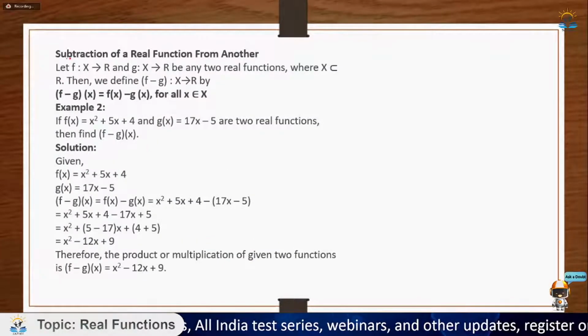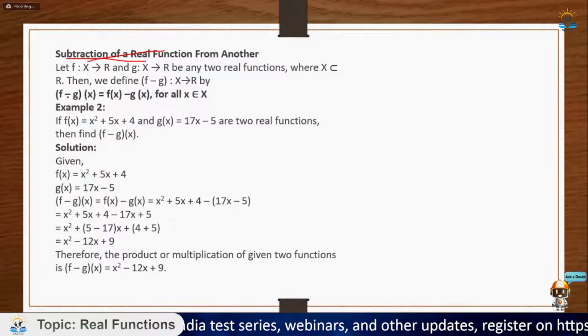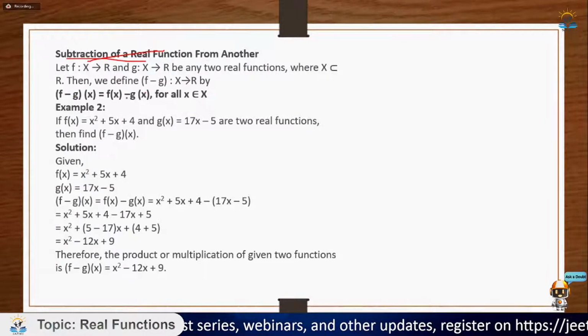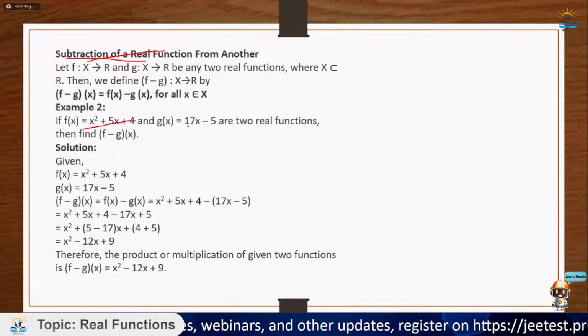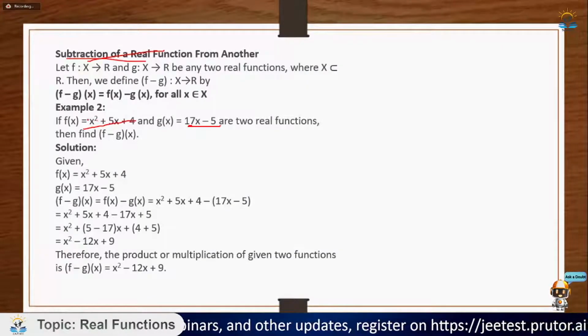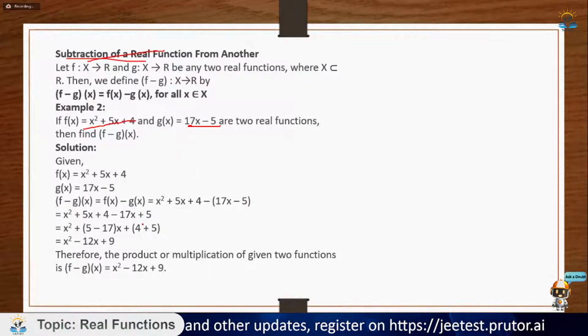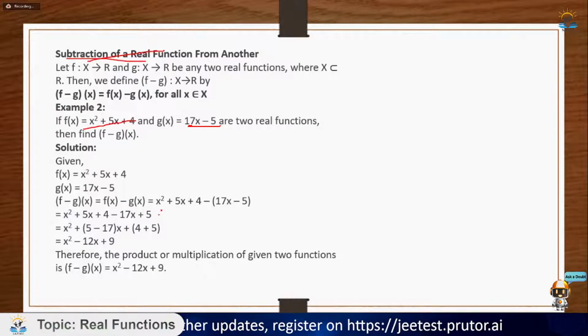Now moving on to subtraction. What is subtraction? In subtraction, there's nothing, you just have to subtract two functions. Let's say f(x) is this and g(x) is this. So you can directly subtract them, like x squared plus 5x plus 4 minus (17x plus 5).